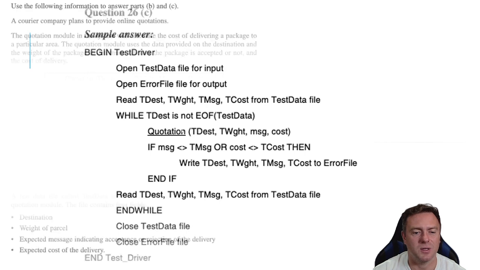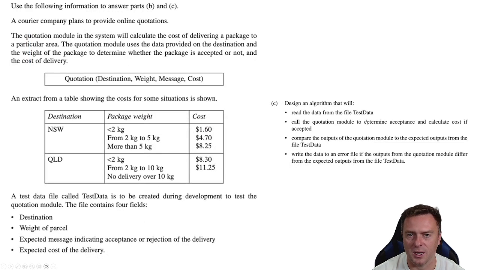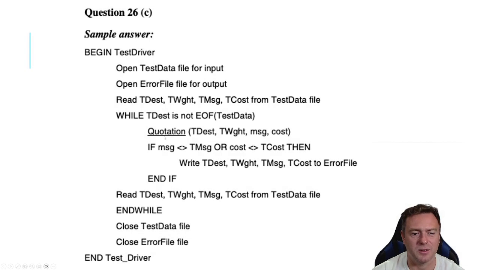It then has a quotation module, which they've assumed here. So quotation module uses the data provided on the destination and the weight to determine whether the package has been accepted or not, and the cost of delivery. So you just literally put in quotation there, and then if message is not equal to the test message, or the cost is not equal to the test cost, then write TD, T weight, T message, T cost to the error file, and end the if. We then read the next one and end while.